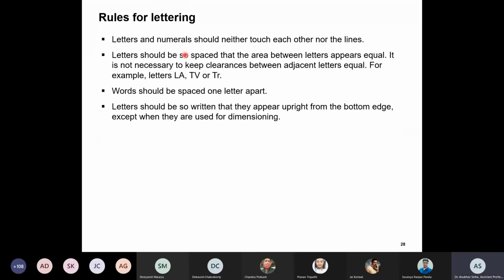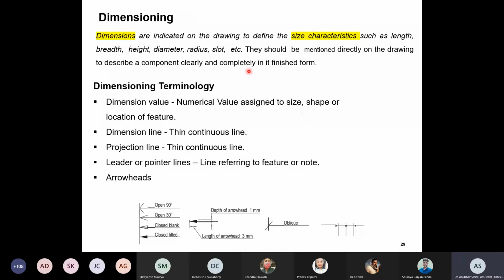And as is obvious, letters should not be touching each other, and some gaps or space should be given between two letters or words, and they should be upright except for dimensioning. We'll come to how dimensioning is done, but in general when you're writing a name or IIT or something, that should be upright. Okay. Now let us come to dimensioning.